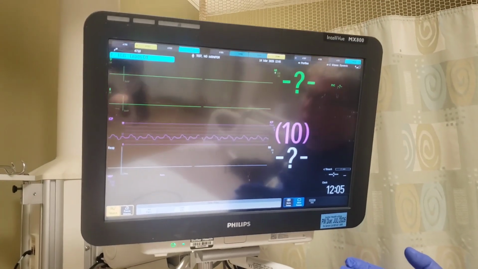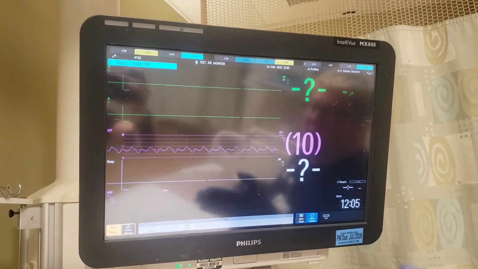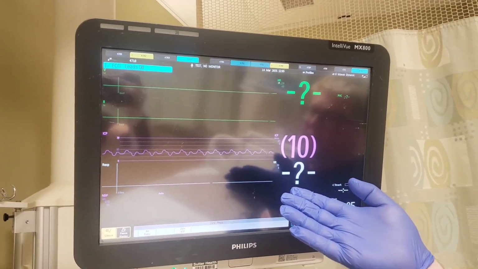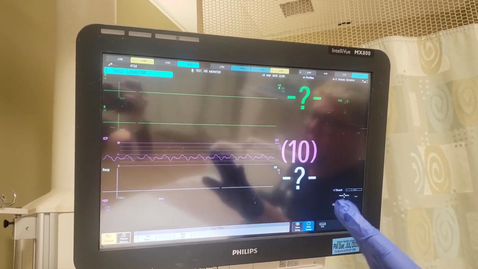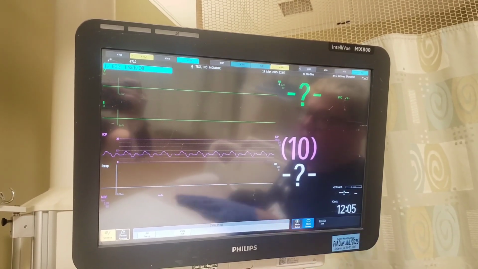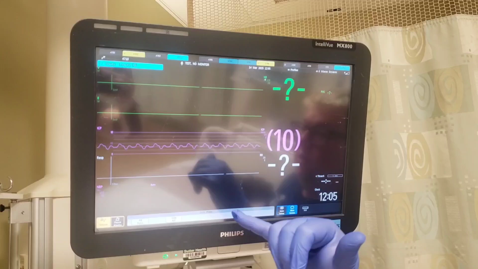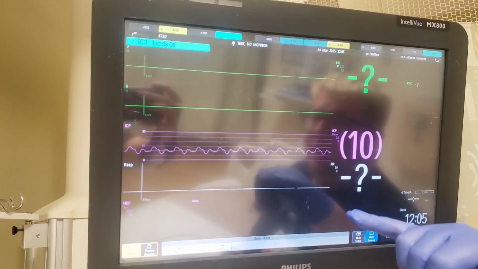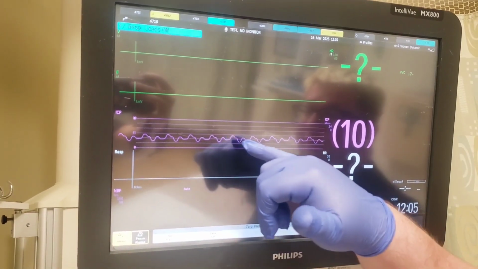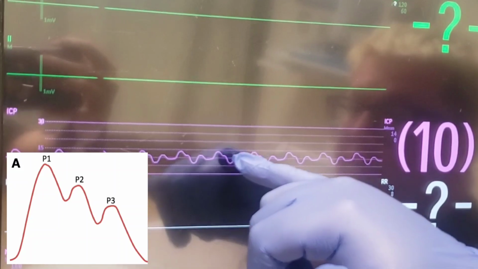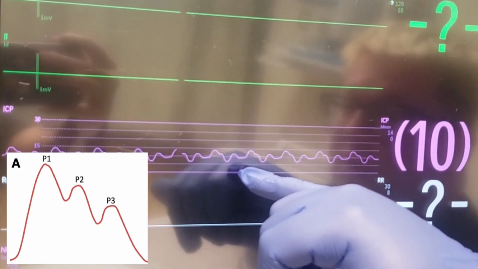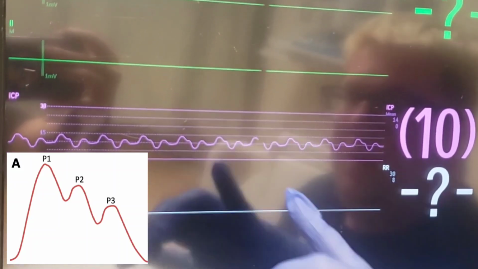When you set up your transducer, have it zeroed. This is the waveform that you're going to get off your patient. They don't always look exactly like this. There are 3 things you want to look for. You want to look for the 3 humps on your ICP monitor. The first hump is the tallest hump. Then you have a second middle hump, and then you generally have a third hump.